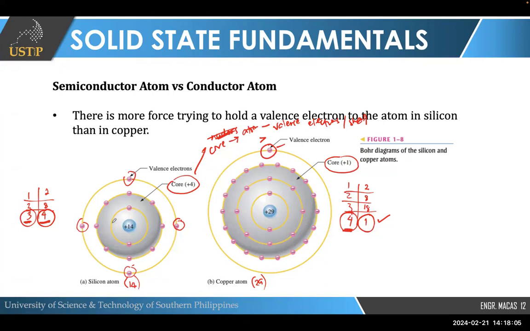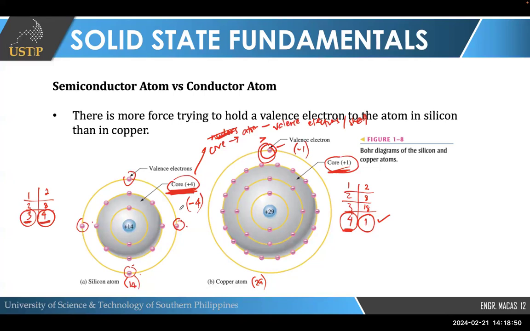So the core of the silicon atom has a charge of plus 4. Why plus 4? Because your valence electrons are four, so your valence shell will have a charge of -4, correct? So if we combine the valence shell and the core, it will have a net charge of 0. So you have a plus 4 core in silicon. In your copper atom, because you have one valence electron in your valence shell, it has a -1 charge, so that means your core is plus 1. Only plus 1 charge.